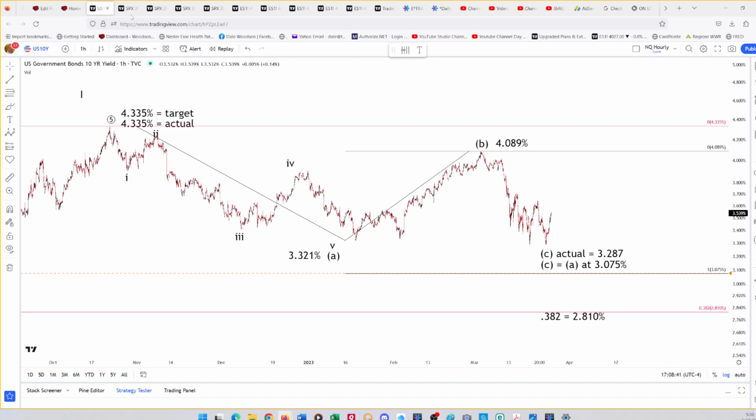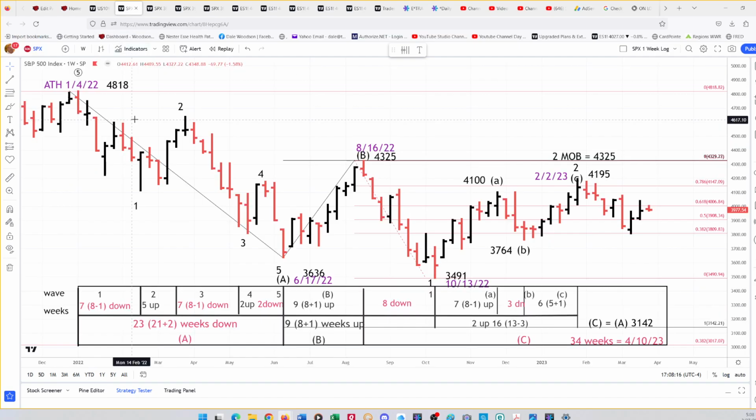Let's get into the S&P 500 cash market. Again, this is a weekly bar chart. There's the all-time high. 5 waves down for wave A in June of 22. Wave B up in August. Wave 1 of C down on the October low. Wave 2 of C up at the 2.2 low.